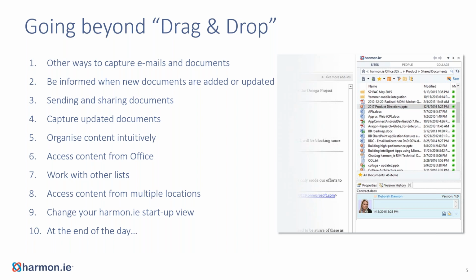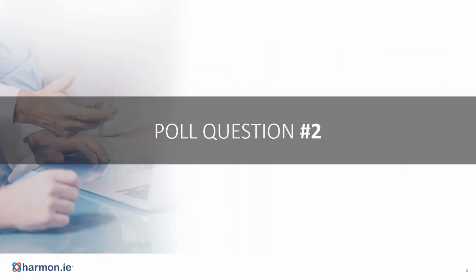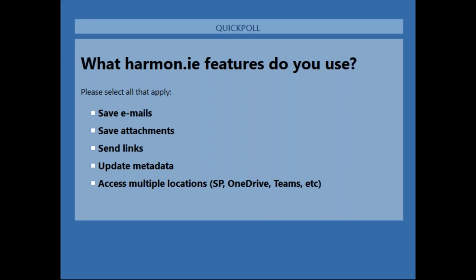So we've highlighted 10 common areas that people maybe aren't so familiar with that could really help you get a lot more out of the product. So we'd just like to ask you another question. Which of the Harmony's features are you using? Are you saving emails, saving attachments, sending links, updating your metadata, or accessing multiple locations like SharePoint, OneDrive, Teams?